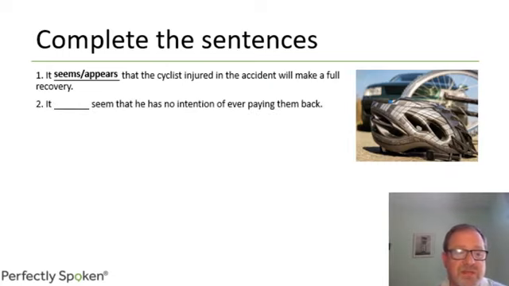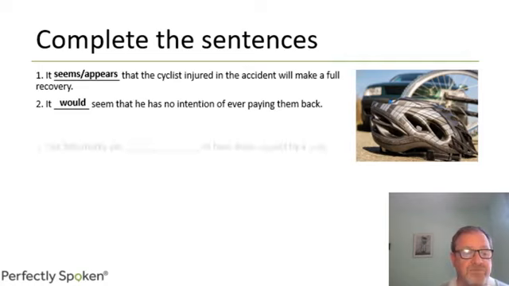It something seem that he has no intention of ever paying them back. Somebody's obviously borrowed some money and it doesn't look like he's going to ever pay them back. So if we want to further distance ourselves from the statement, we can say it would seem that he has no intention of ever paying them back.